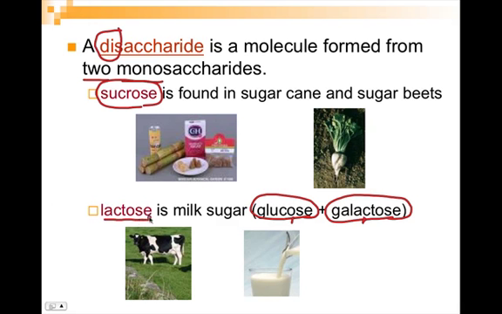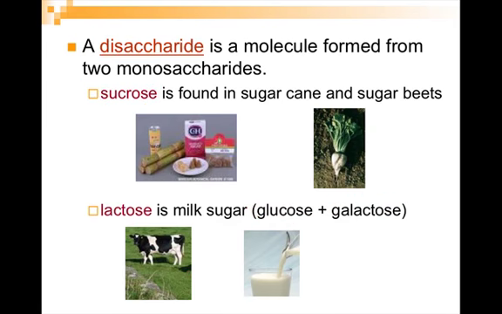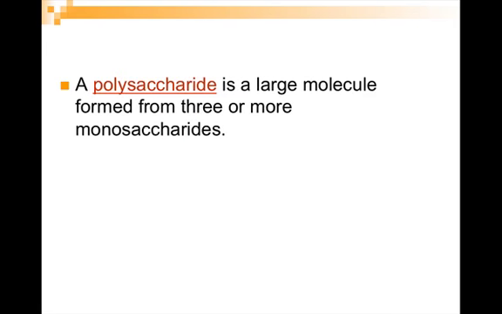So if they're going to have a dairy product that contains lactose, they have to take some sort of pill that is going to help their body break down lactose into glucose and galactose. A polysaccharide, and remember poly means many, is formed from 3 or more monosaccharides. And remember, monosaccharide is the monomer, or the single unit, for carbohydrates.